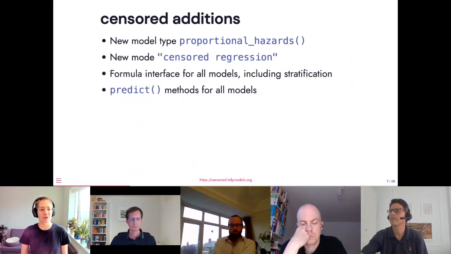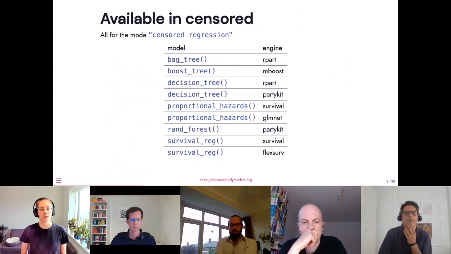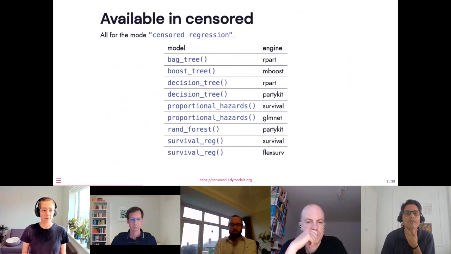So to show you what is actually available in censored, these are the engines that are in censored for the various types. They are all for the mode censored regression. So as I said, a new model type, proportional hazards, with survival and glmnet packages as the engines. Parametric survival models can be fitted through survival_reg. And then you have several different tree-based methods, models that already existed in the parsnip and extension packages, and now they're engines for this new mode, and they are located in censored.